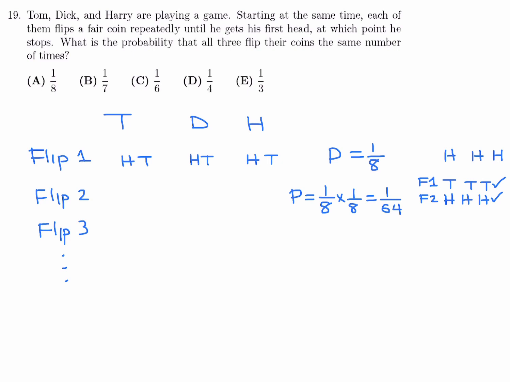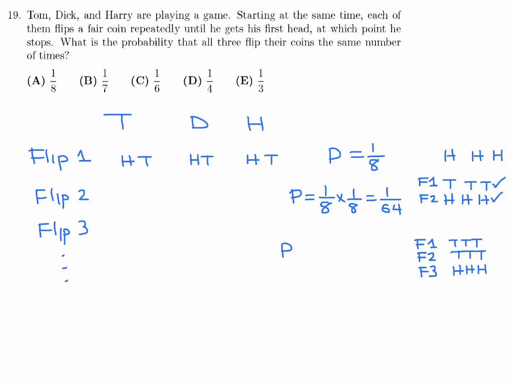Okay, I think we should be able to get a pattern by the next one, F2, F1, F2, F3. The only way it could ever get to flip number 3 is if they had tails, tails, tails on the first one, and again tails, tails, tails on the next one, and heads, heads, heads would have to happen on the third flip in order to satisfy the question's criteria.